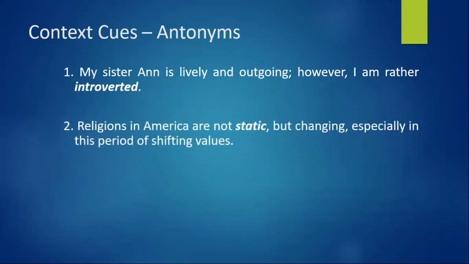Now let's look at yet another example. Religions in America are not static but changing. Now, maybe you are not aware of the word static. The word but shows that the coming word is the opposite of the word which is italicized. So, but changing shows that static is the opposite of changing. Static means something which remains the same, right? Religions in America are not static, but they keep on changing, especially in this period of shifting values. So static means something which just remains the same at one place, stationary, right?